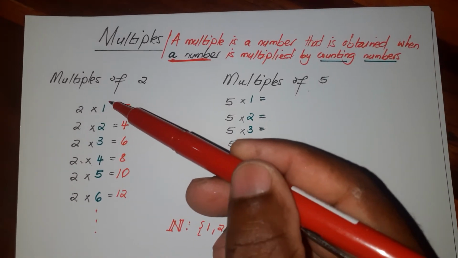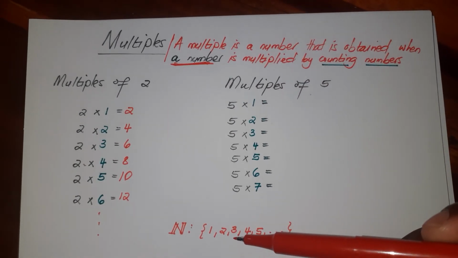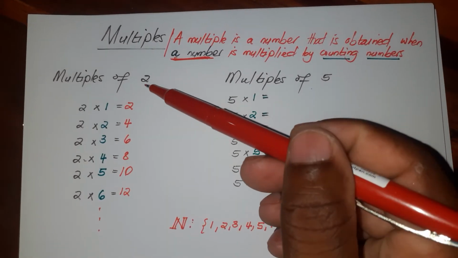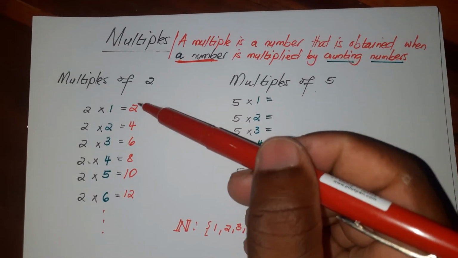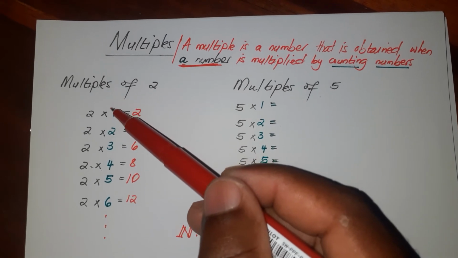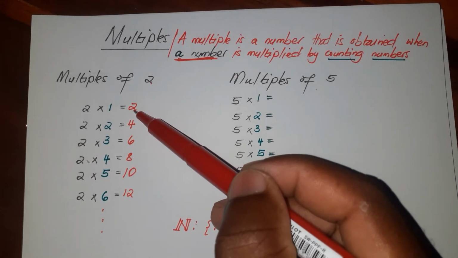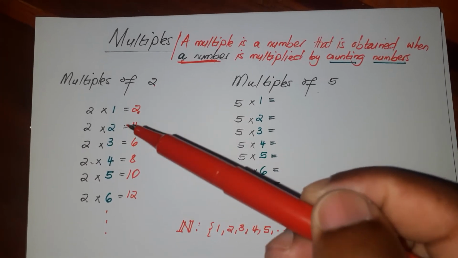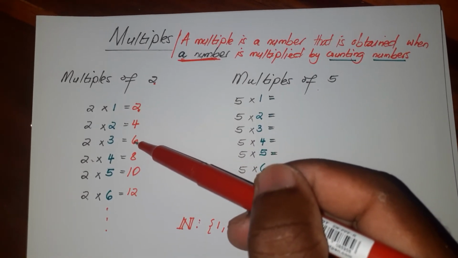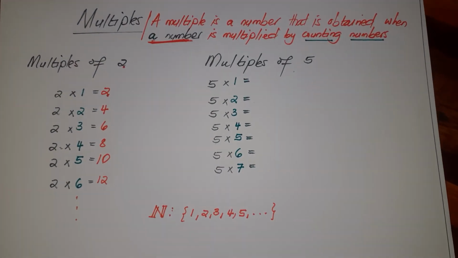Now, although the definition says by multiplying by counting numbers, we can see that the logic here is actually adding. We should keep in mind that the first multiple of any number, if you look at what we have here, the first multiple of the number 2 is the number itself, and then we keep on adding the same number, which is 2. To get 4 we add 2, to get 6 we add 2, to get 8. That is another way of remembering how to get multiples of a number.